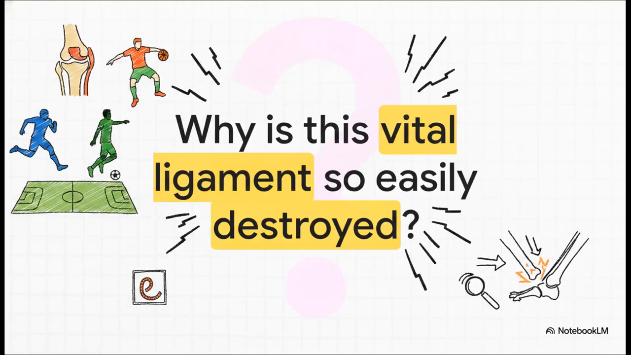It really makes you wonder, right? We have this incredibly robust biological safety tether holding our leg together, yet we see it fail time and time again in almost every high-intensity sport out there. Why? Why is this incredibly vital ligament so easily destroyed out in the field, or the court, or the pitch? Well, to unpack this physical mystery, we have to look directly at the exact chaotic movements that overload it.